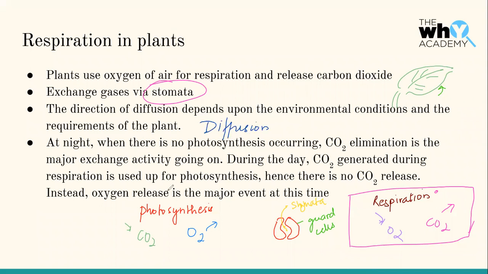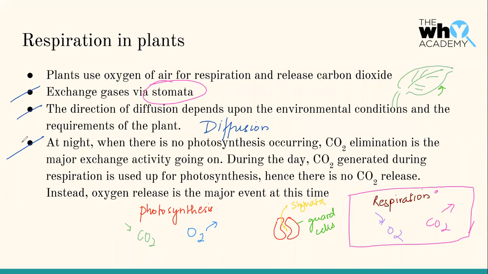Based on where the concentration of gas is high, the plant will decide whether to take in oxygen or carbon dioxide and whether it needs it or not. Like if you see this point, you can take this point down and you can take the second point down. Okay, you can take this also down. Right, the direction of diffusion depends upon the environmental conditions and the requirements of the plant.